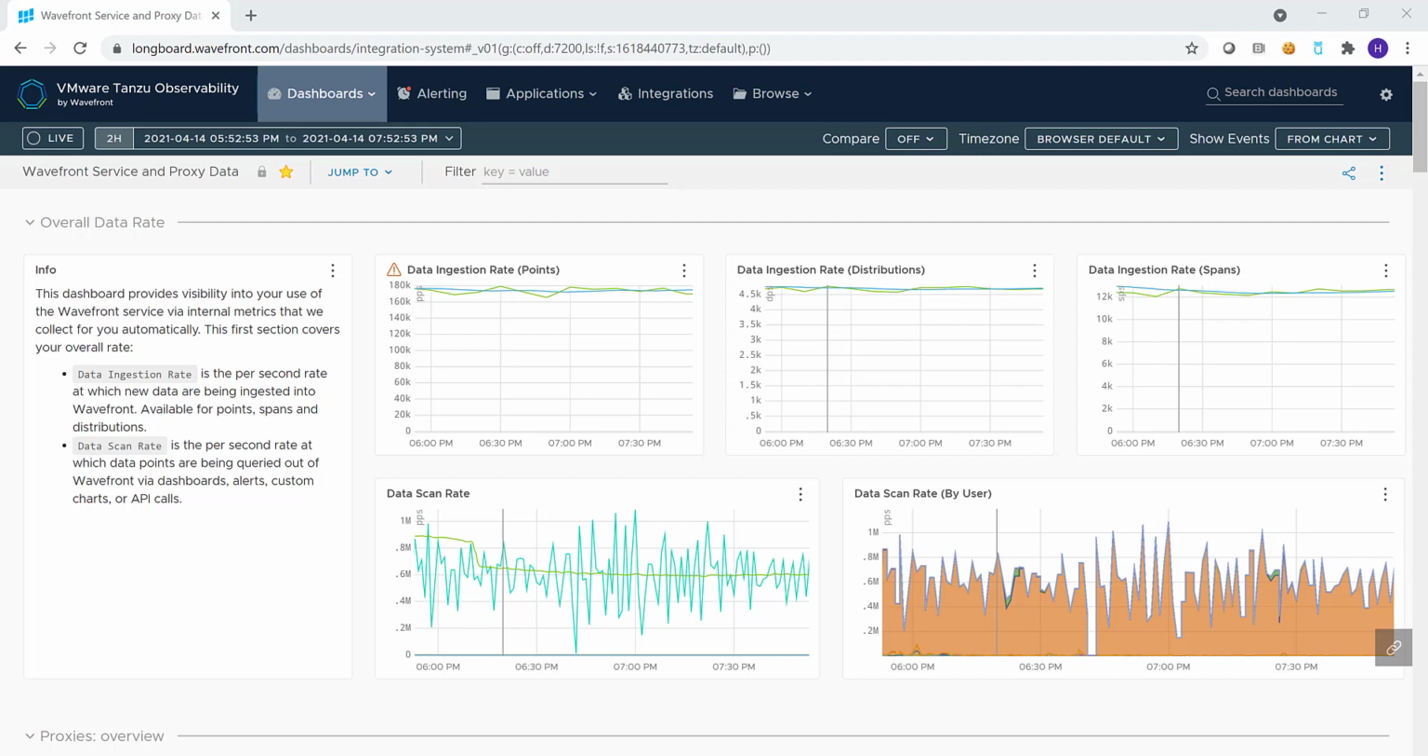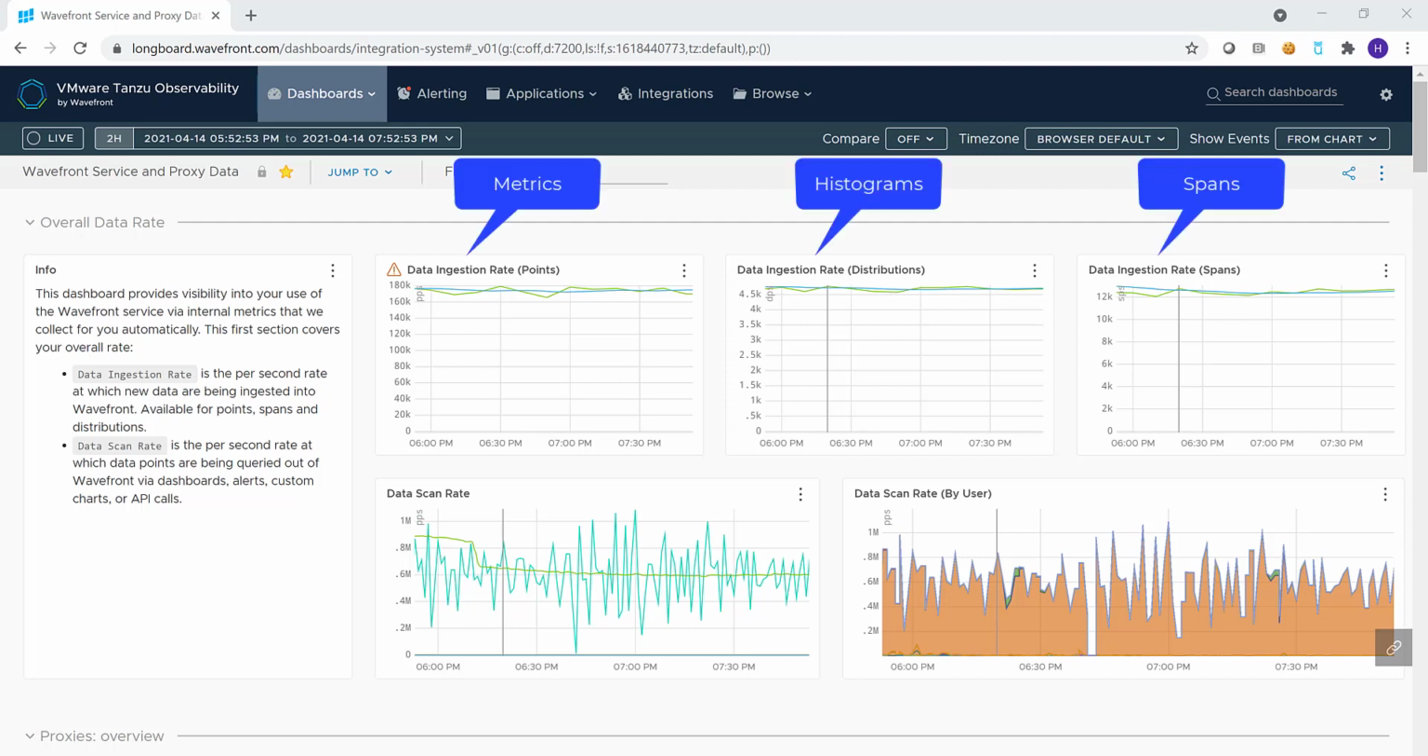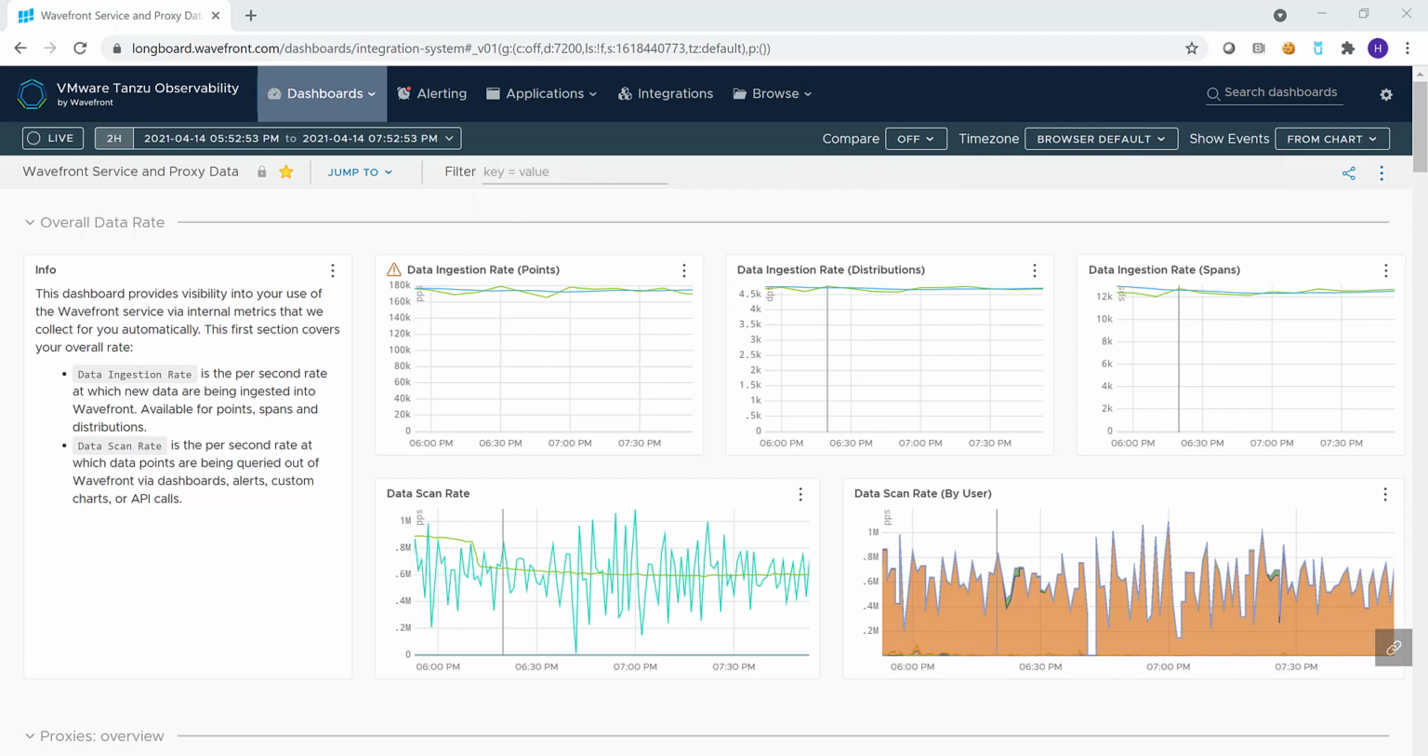The top charts we see here are regarding your overall ingest of your metrics, histograms, and spans. These tell you about the rate at which you are sending your data. From a monitoring perspective, any spikes or drops for extended periods of time would mean an investigation may be required.